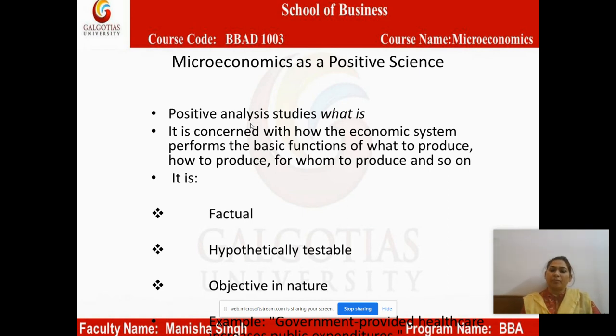The next important topic here, as an introduction, which you should know, is that many times it is said, is microeconomics or is economics as a whole a positive science or a normative science? So before we answer that question, we need to know what is a positive science and what is a normative science. So a positive analysis always is in the what is sense. Okay, so it is realistic, it is factual. It is concerned with how the economic system performs the basic functions of what to produce, how to produce, for whom to produce, etc. Okay, so number one, it is factual, fact based.